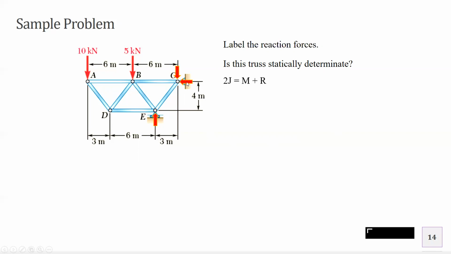So now we have to use the statically determinate equation to see if it is actually statically determinate. How many joints do we have? We have 1, 2, 3, 4, 5. So that's going to be 2 times 5. And then we have members 1, 2, 3, 4, 5, 6, 7. 7 members, and we have the 3 reaction forces. So 2 times 5 is 10, and 7 plus 3 is also 10. This is statically determinate. If these numbers do not equal the same number, then you cannot do the upcoming steps. It is impossible to do.